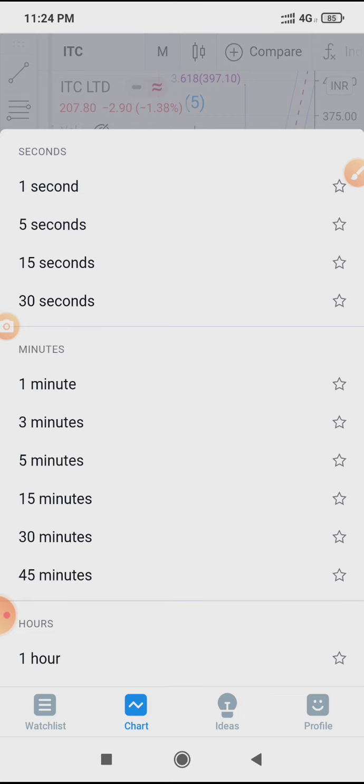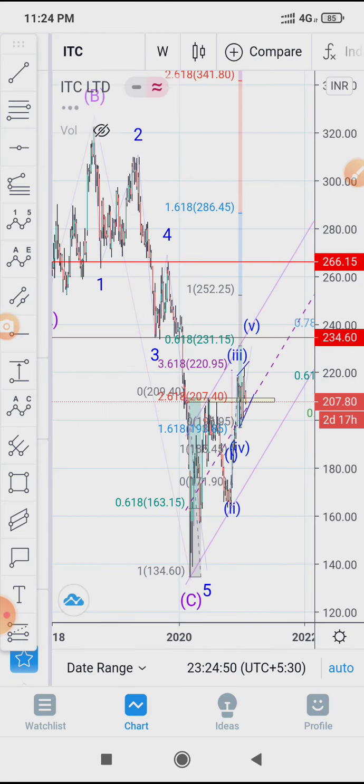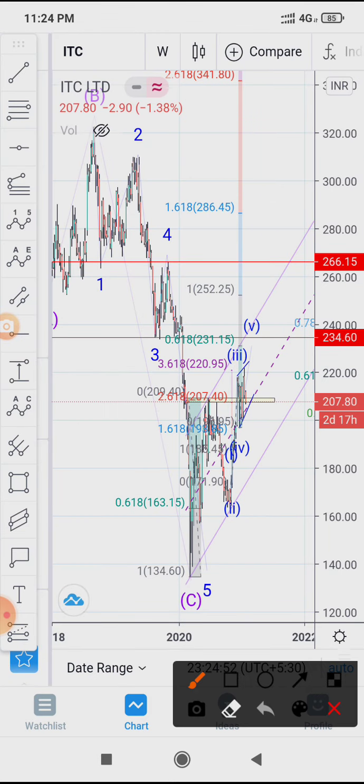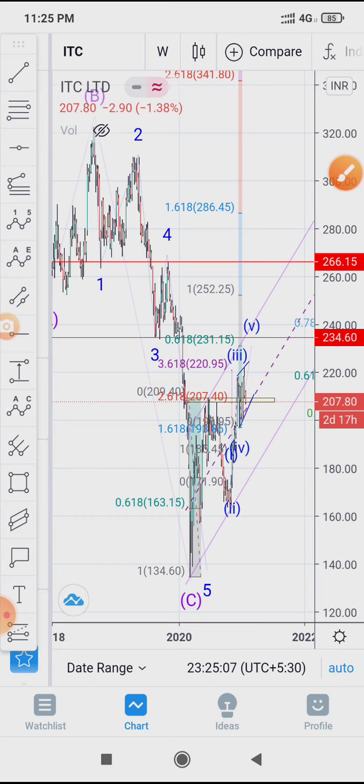But right now it's not completely out of the downtrend yet. The confirmation will be given once this level is broken, 266. That is a confirming level for an uptrend of this particular stock. That's what I think when I consider the Elliott wave.